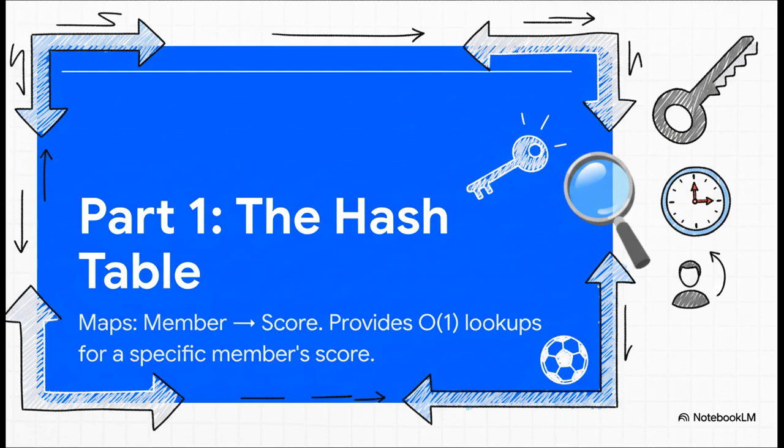The first part is a hash table. This table's job is simple. It maps each member, say a player's name, directly to their score. If you want to know what score Alice has, you just look her up in the hash table. Boom. It's an O(1) operation, pure unadulterated speed.